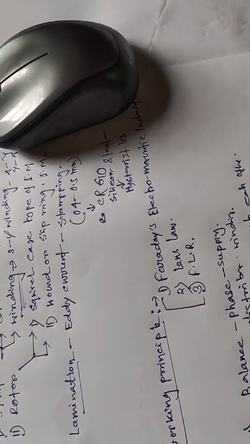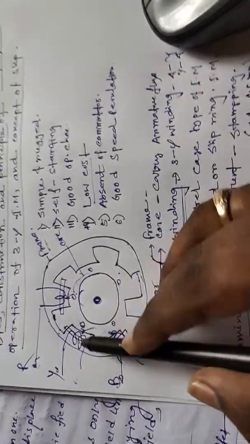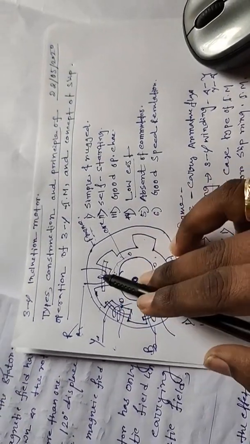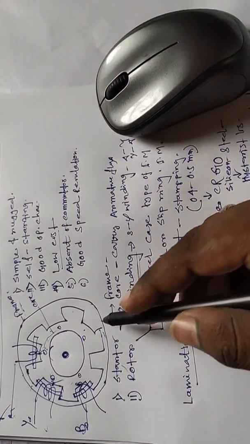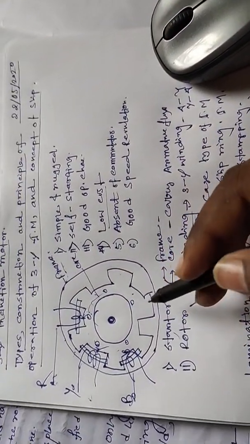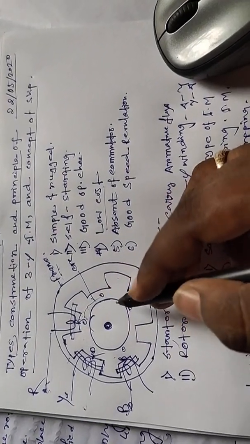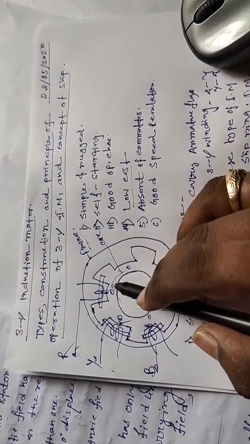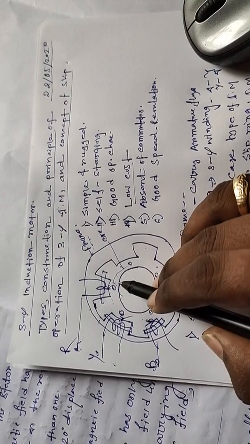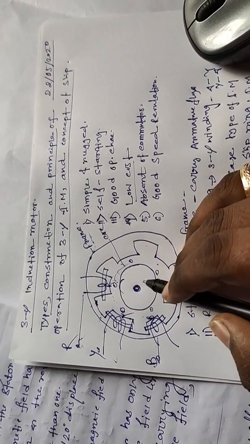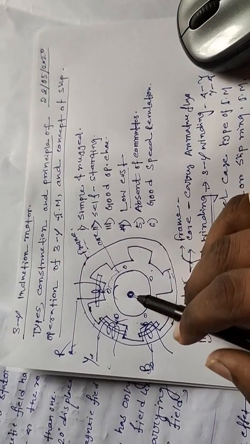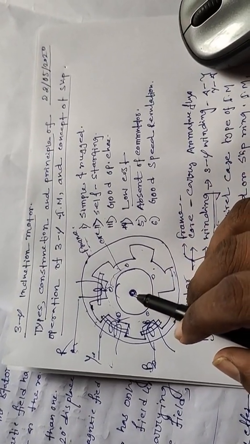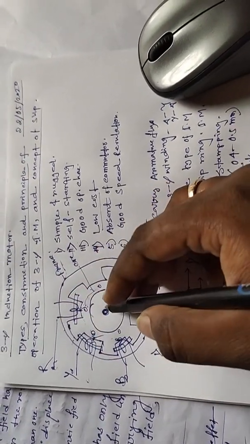Okay, so when the supply is given to this stator part, this motor is also called a single excited motor. Why is it called a single excited motor? Because the supply is given only to the stator part, not to the rotor part. So a single supply is given to the stator, so it's called a single excited motor.